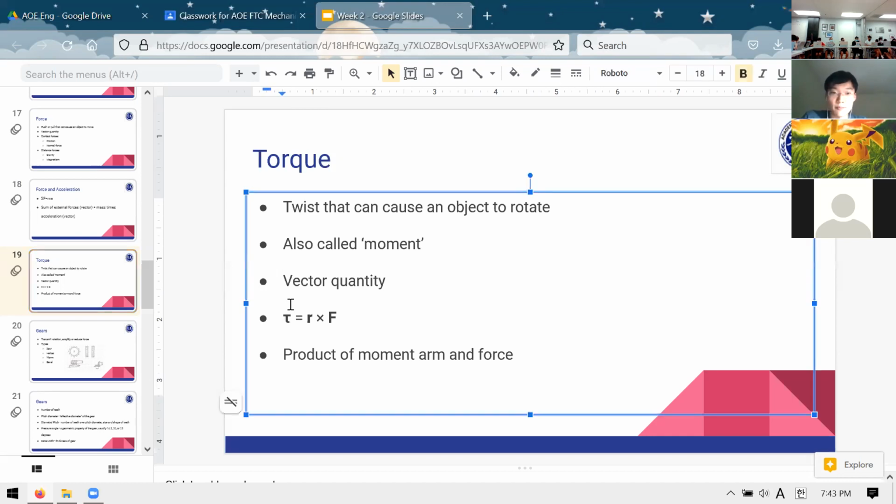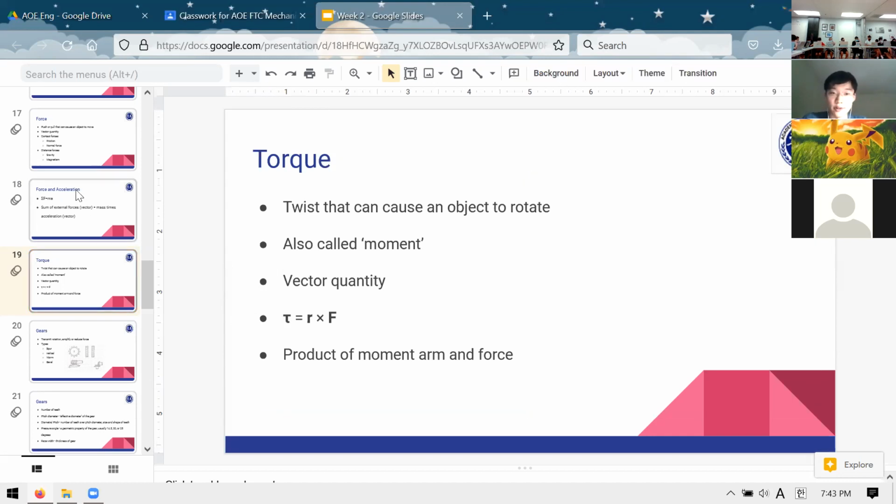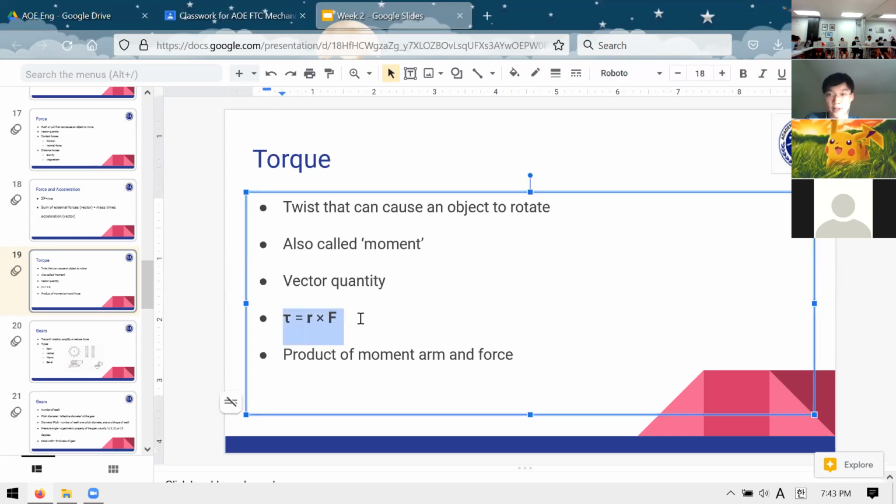And the way that you go about calculating a torque is this equation here, which is R cross F. If you don't know about vectors, don't worry about what that means exactly. All you need to know is that the torque is determined by the product of the moment arm and the force.